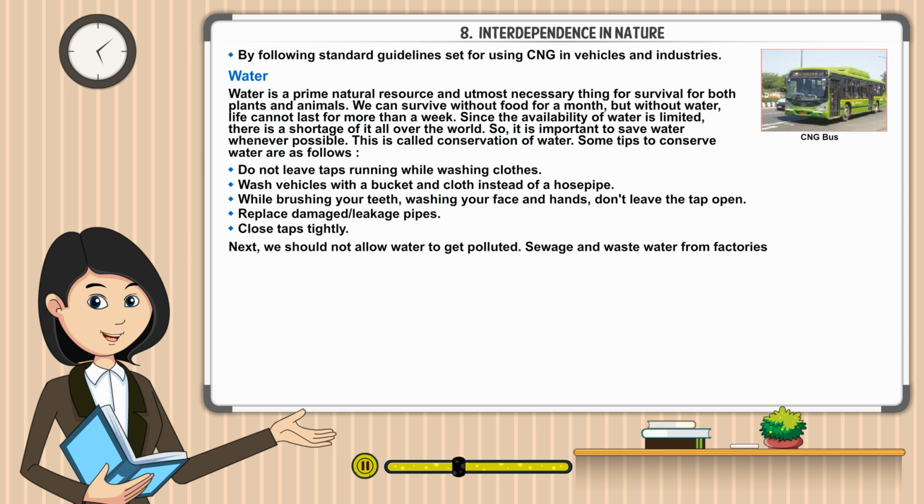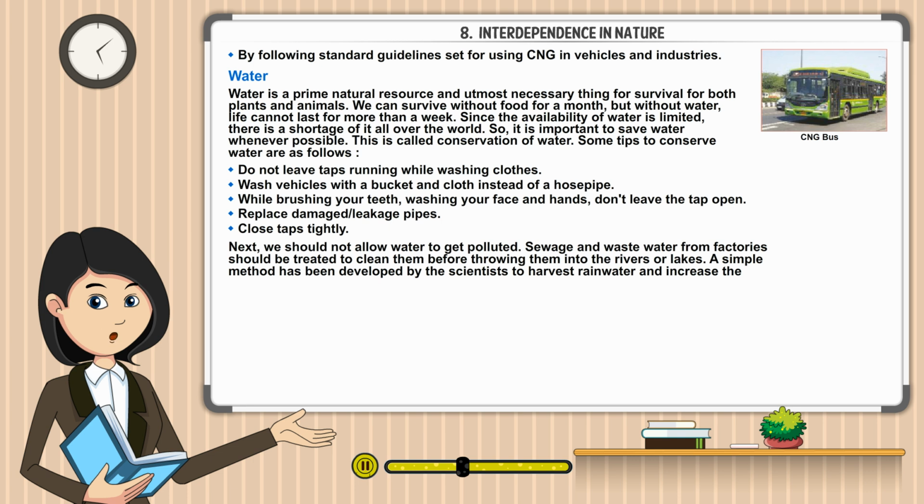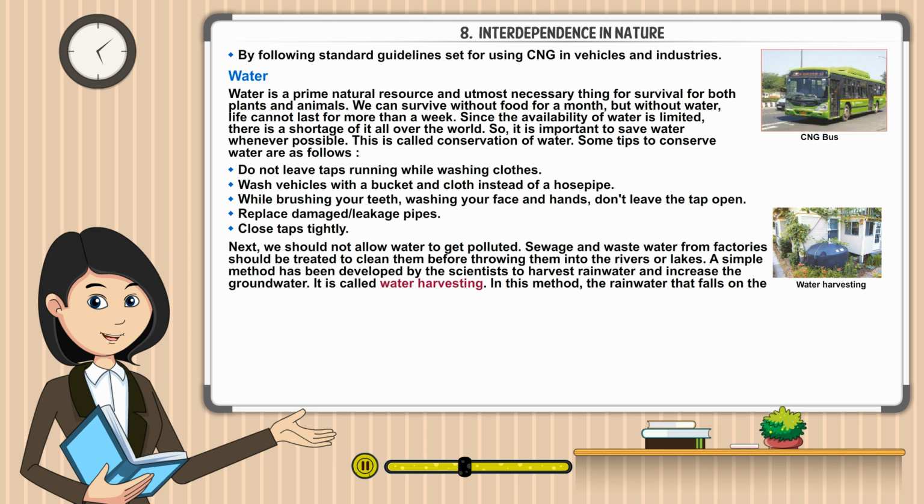Sewage and wastewater from factories should be treated to clean them before throwing them into the rivers or lakes. A simple method has been developed by the scientists to harvest rainwater and increase the groundwater. It is called water harvesting. In this method, the rainwater that falls on the roof of our houses is not allowed to go waste. It is filtered and then sent into a deep hole in the ground. It thus adds to the groundwater.